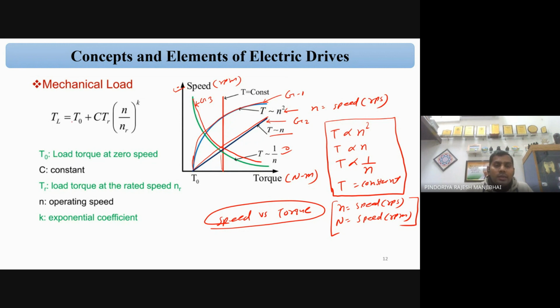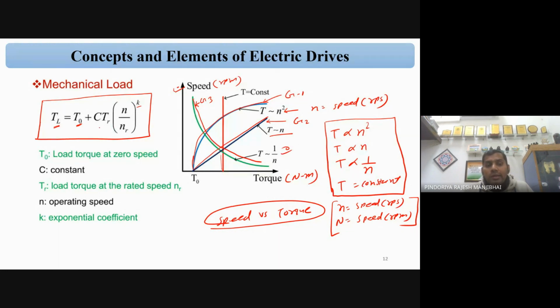So let's see the equation. This is your load torque equation. TL, the load torque, is equal to T naught, the torque at zero speed, plus C TR bracket N by NR power K. So TL is the load torque of your motor, and T naught is the load torque at zero speed.